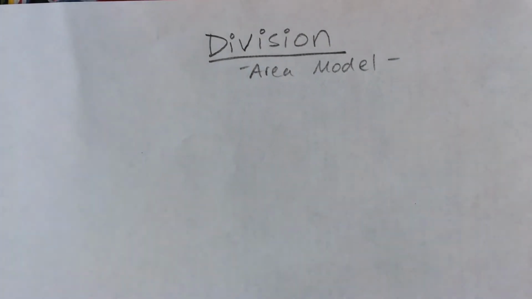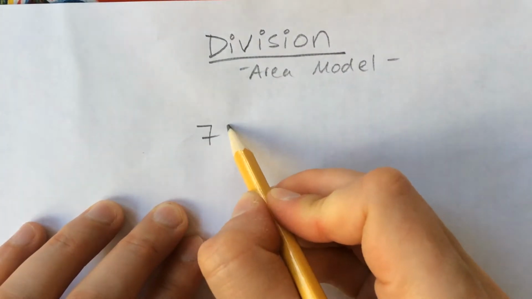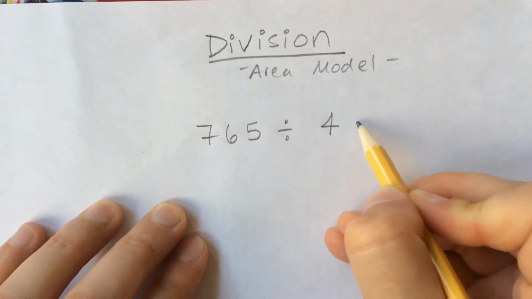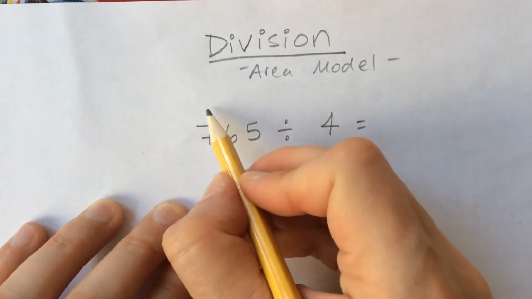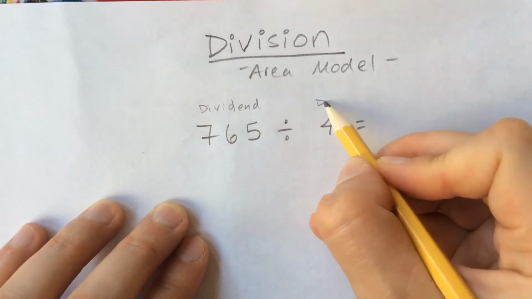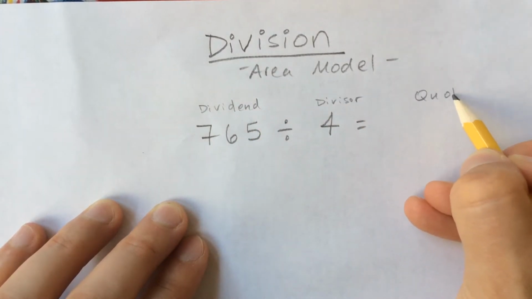So for example, let's do the question 765 divided by 4. And if you want to remember this one here we call the dividend. This is a divisor, and we want to get a quotient.